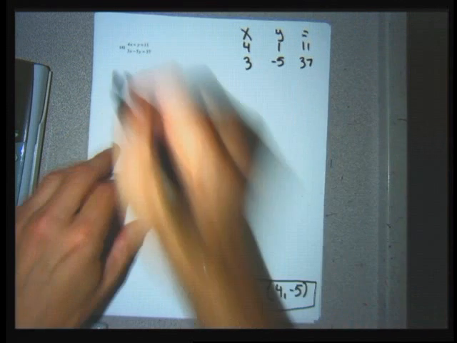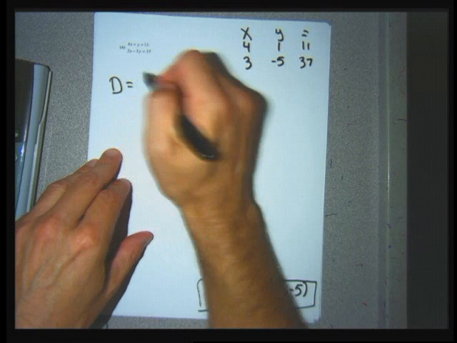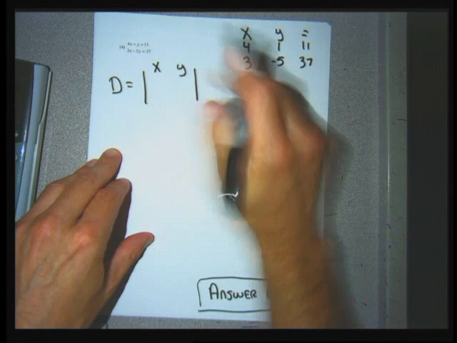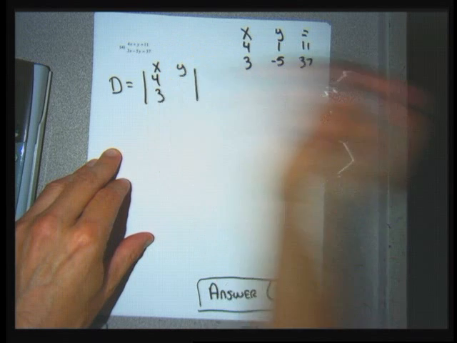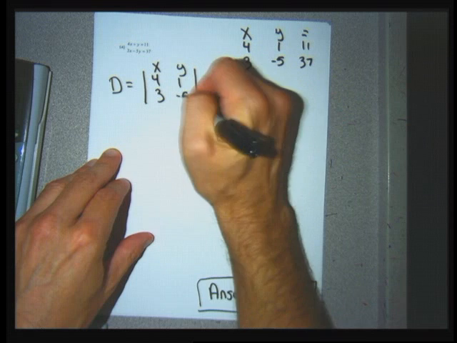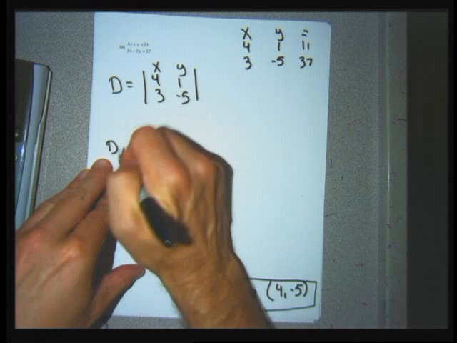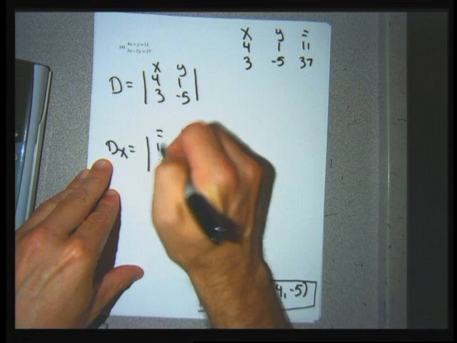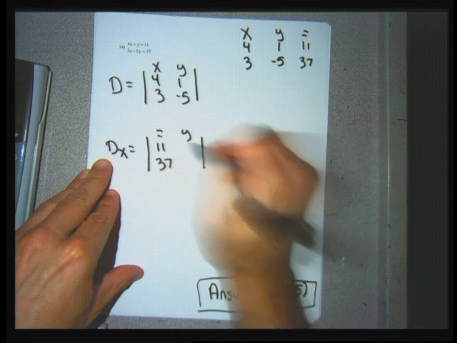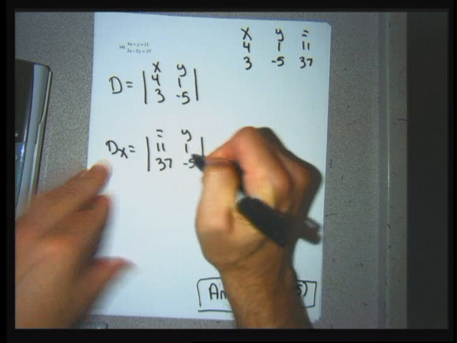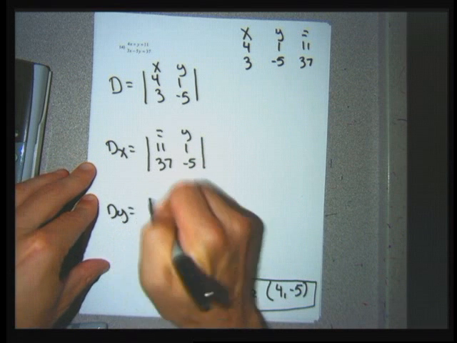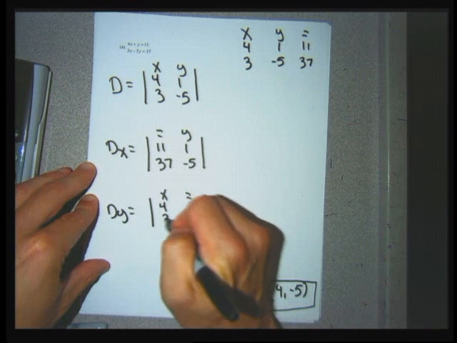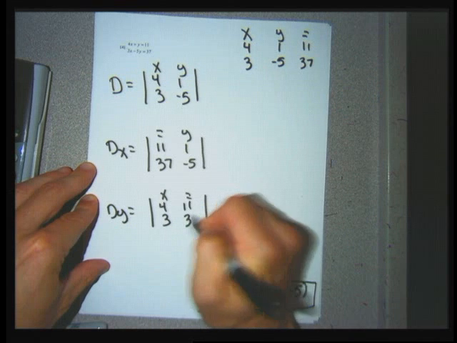Big numbers. The D determinant, you pull off the x column and the y column. The x column being 4 and 3. The y column being 1 and -5. The D sub x determinant, I write the equals column, then the y's column. The equal column being 11 and 37, the y column being 1 and -5. The D sub y, I write the x column, and then the equal column. The x column being 4 and 3, the equal column being 11 and 37.